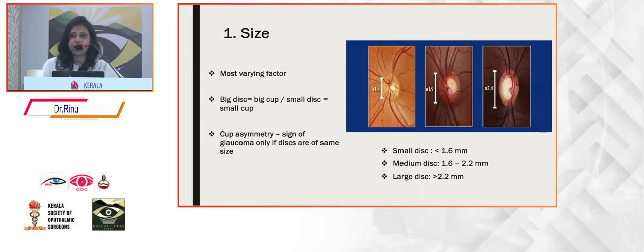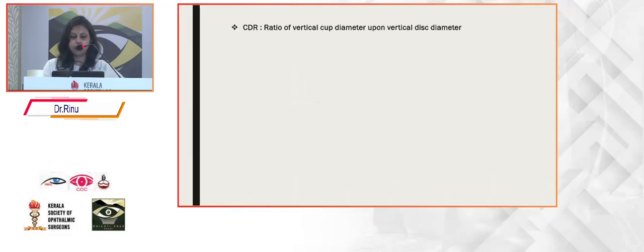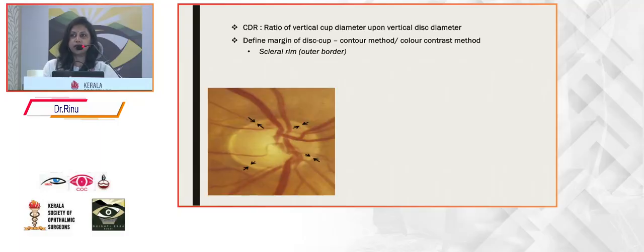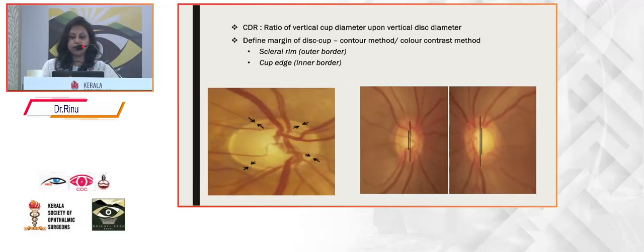Based on the disc diameter, the disc can be classified into a small, medium and large disc. Cup-disc ratio is nothing but the ratio of the vertical cup diameter upon the vertical disc diameter. But to identify this, we need to know what the margins of disc and cup are. To define the margin of the disc, that is done by identifying the scleral rim of Elschnig. So the optic disc actually starts from the inner border of the scleral rim. Now the cup edge or the cup border can be found out by two methods, that is by color contrast method or by contour method.